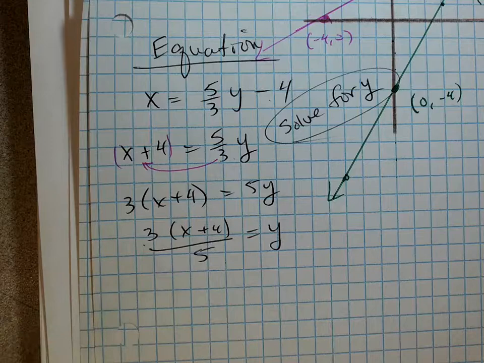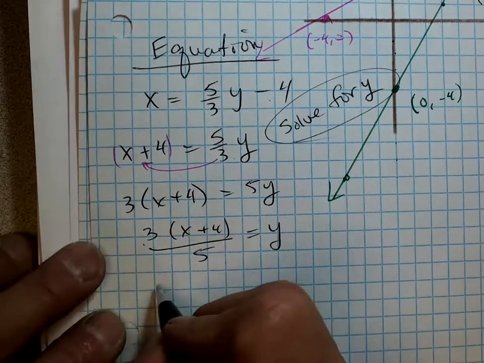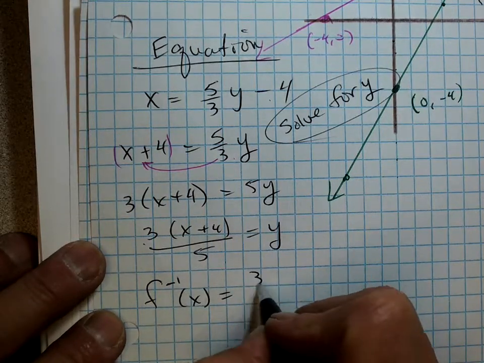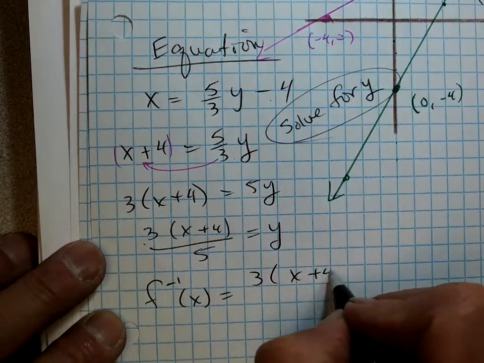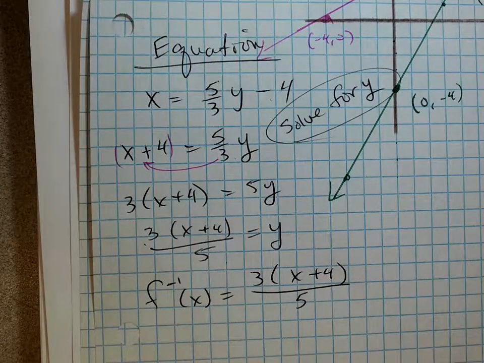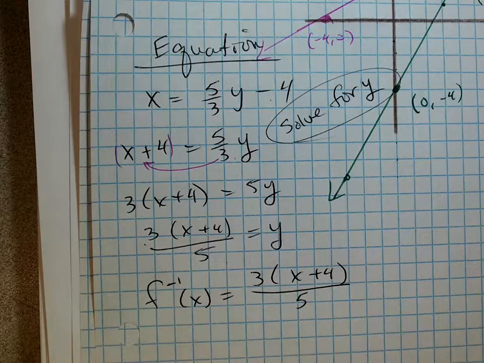That's the inverse, so I'm going to rewrite it as f inverse. f inverse of x equals 3 times (x plus 4) over 5. And yeah, if you want to multiply it through and simplify it more, you can. That's just a nice, tidy version of it, okay?